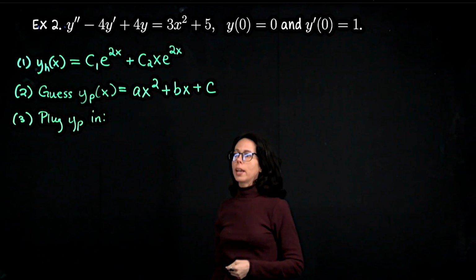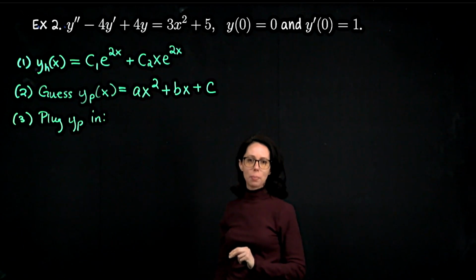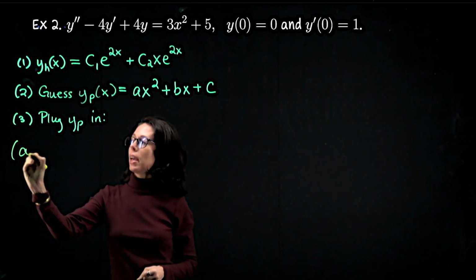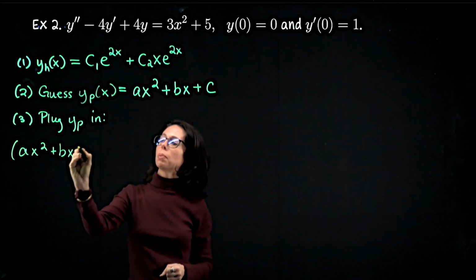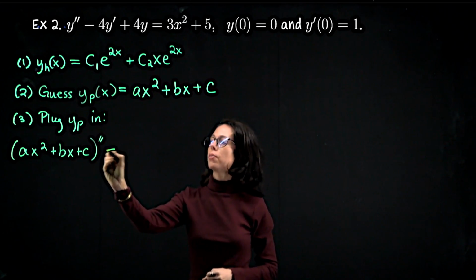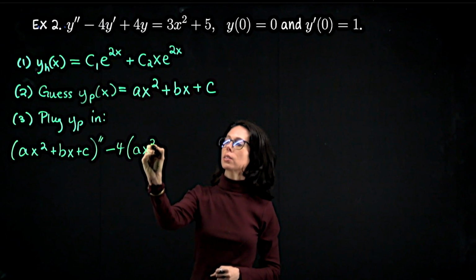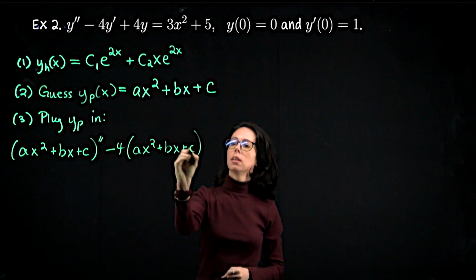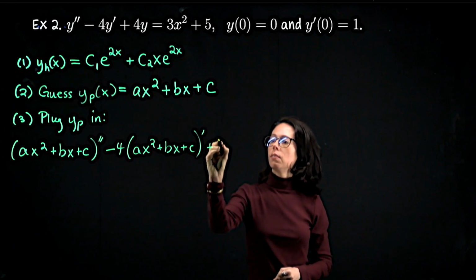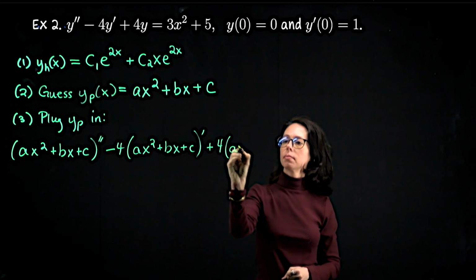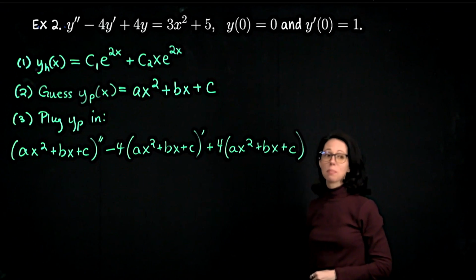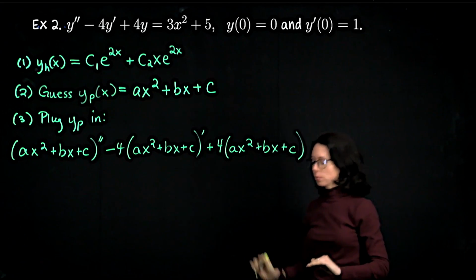I think I will skip writing out yp double prime minus 4yp prime plus 4yp and just go ahead and put this right in. So we are going to have ax squared plus bx plus c. Need to take the derivative of that twice and then subtract off 4 times its first derivative, ax squared plus bx plus c, prime, there we go. And then add to that 4 times this particular solution. Okay, I'm definitely going to run out of room over here, so let me just work down.